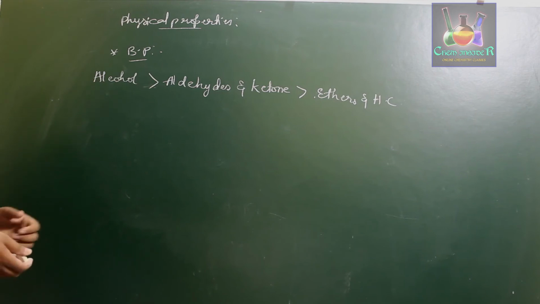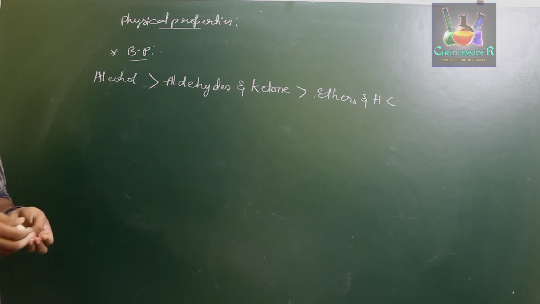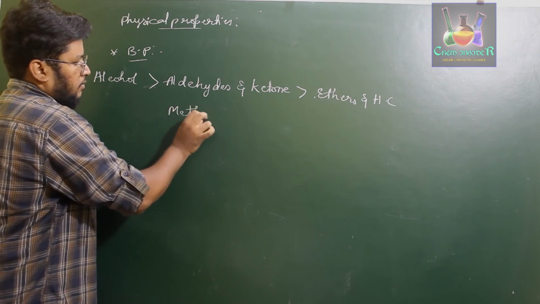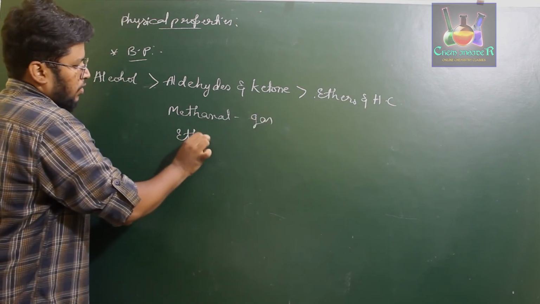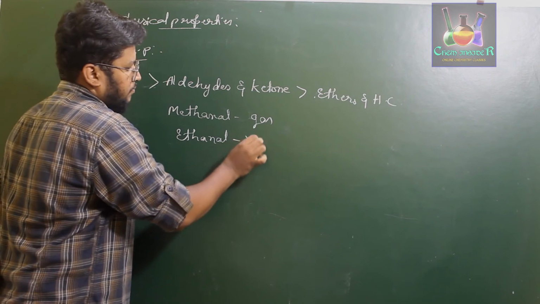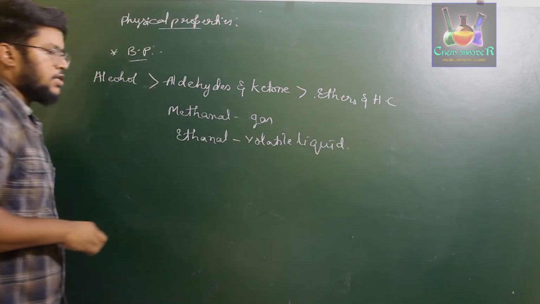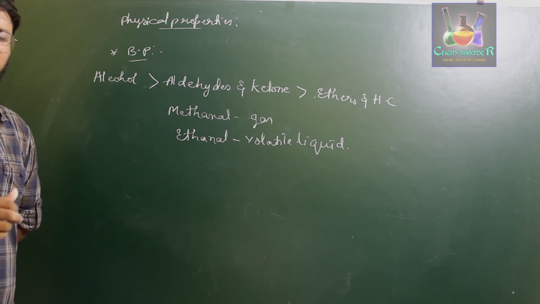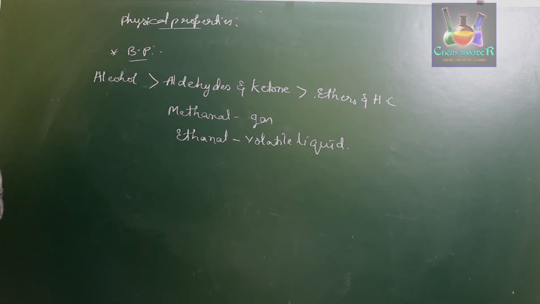Further, most of the initial aldehydes and ketones, that is the parent members, are found to be liquid. Methanal is a gas, whereas ethanal is a volatile liquid. Except these two, most aldehydes and ketones are usually solid or liquid at room temperature. And they have a boiling point more than that of ethers and hydrocarbons, and less than that of alcohols.